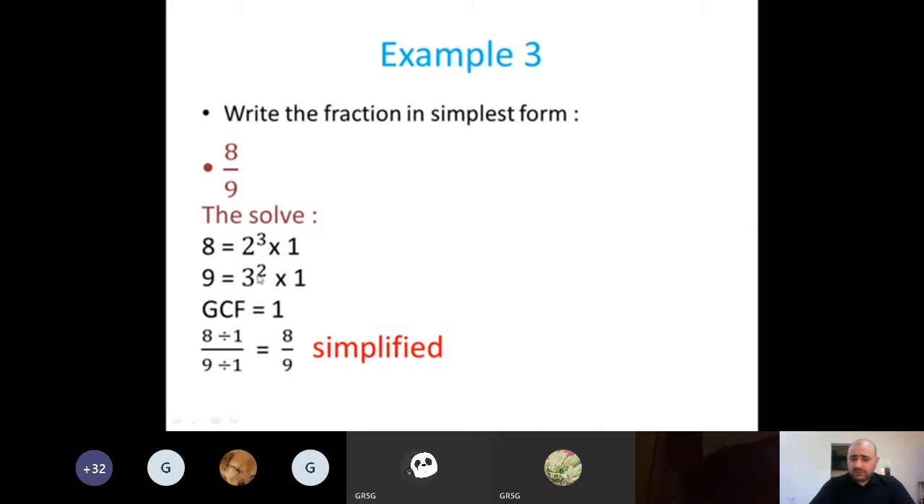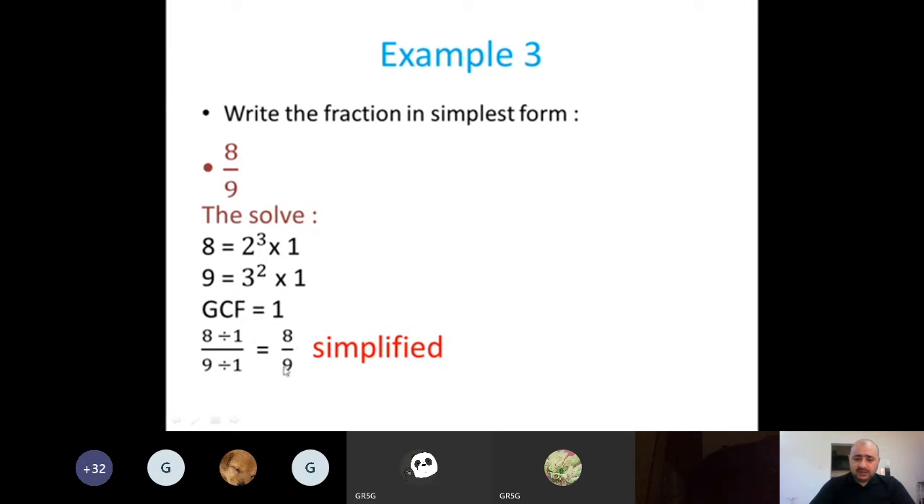If you don't have a common factor, the common factor will be what? Will be 1. So I can write now GCF equals 1. Go back to the same fraction. We have here 8 over 9. Try to divide it by 1. Each number divided by 1, the answer equals the same number. So 8 divided by 1 equals 8, and 9 divided by 1 equals 9.